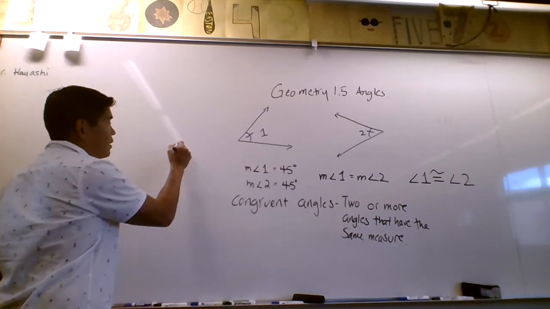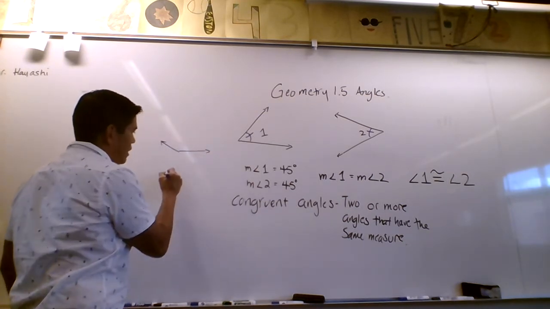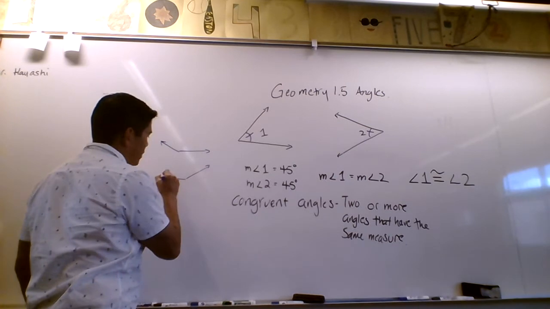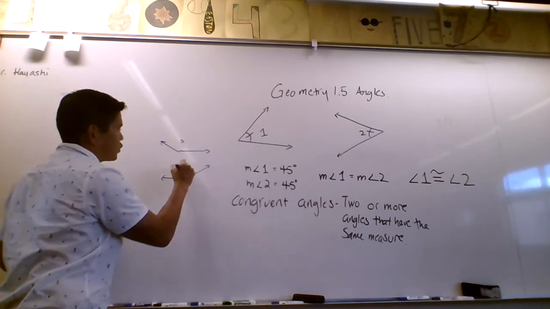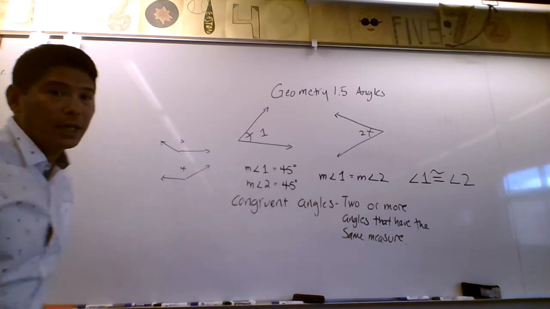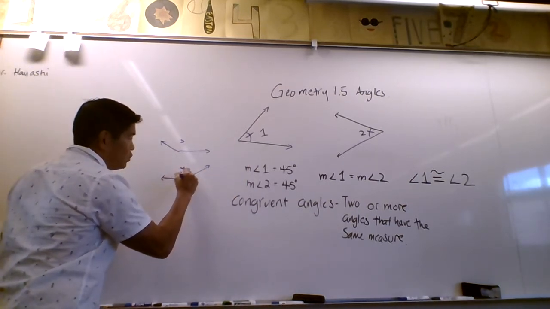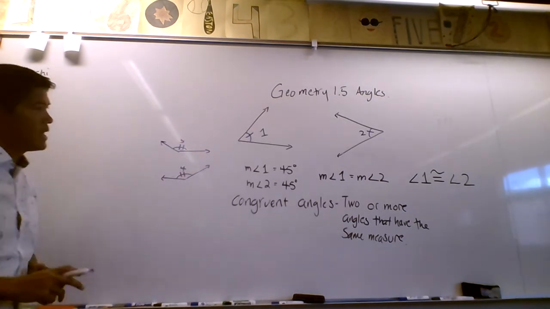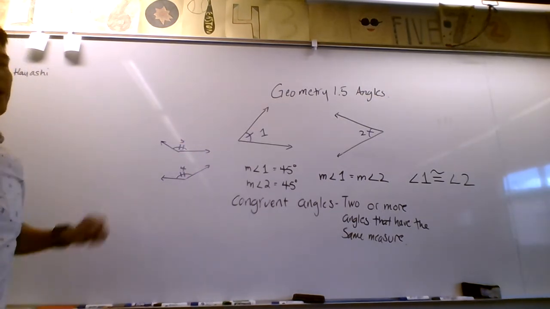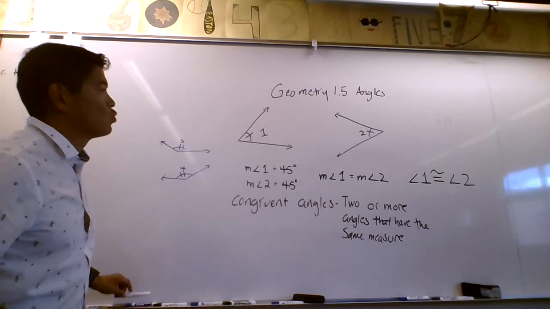Let's just say I have two other angles. I'm going to make them obtuse angles to make it kind of obvious. If I wanted to show that these two angles, I'm going to call them angles 3 and 4, were congruent with each other, but not necessarily congruent with angles 1 and 2, I could put two tick marks on the angles. This shows that angles 3 and 4 are congruent, but not necessarily congruent with angles 1 and 2.